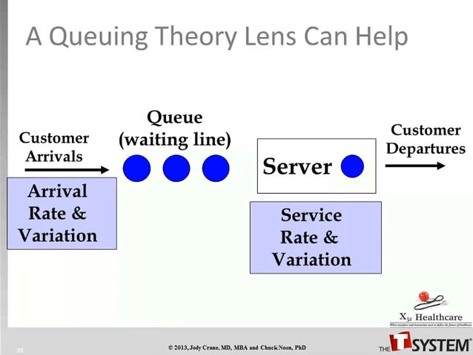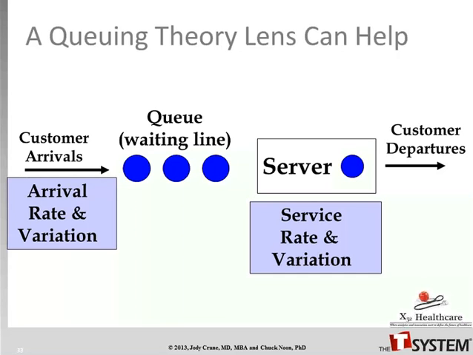So it turns out the critical elements here are the arrival rate. So how quickly, or at what rate, are either patients or tasks arriving at the server, and what's the variation around how they're coming at the server, and then what's the capacity of that server to do work. So what's the service rate of the capacity, and what's the variation around the capacity.